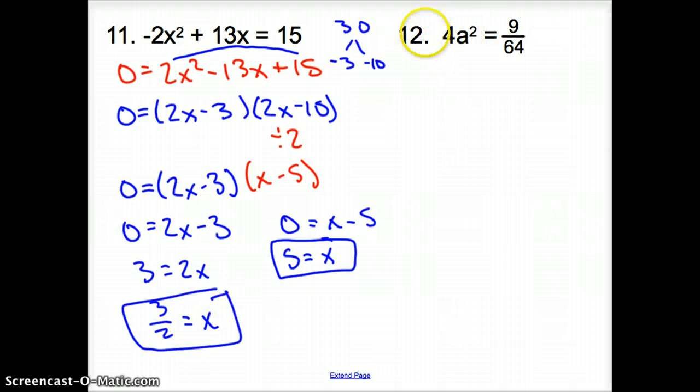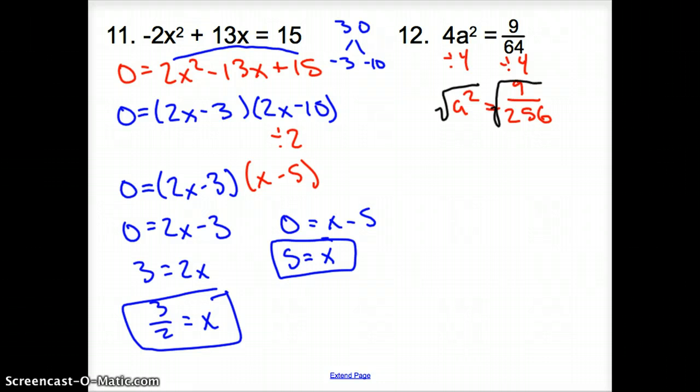Now with number 12, finally we made it. Now there's only one variable that is squared. I'm going to show you the little trick that we learned this section. So I'm going to divide both sides by 4 because I want to get that a squared all by itself. So then I get a squared equals 9 over 256. Now how do you get that a all by itself? We have to square root both sides to get a equals 3 over 16.